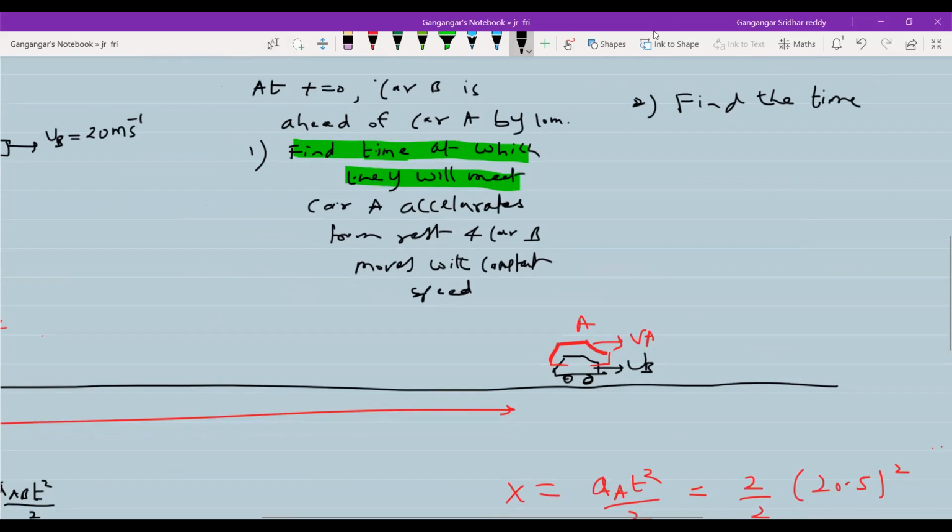Find the time at which car A is ahead of car B by say 20 meters. After what time? This is the second part of the problem. What changes are you going to make?